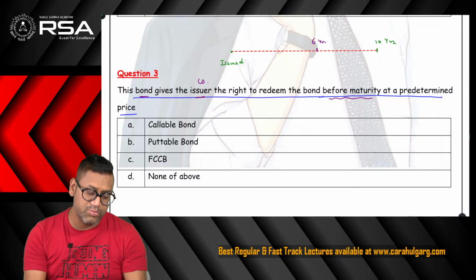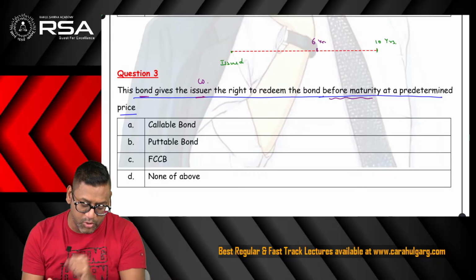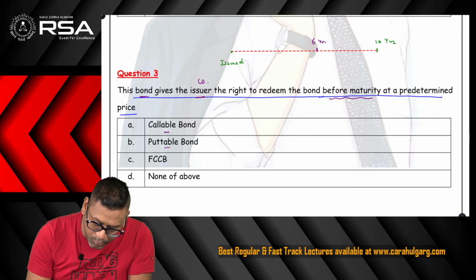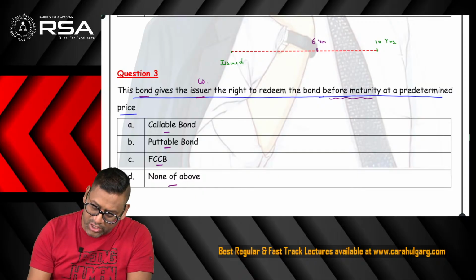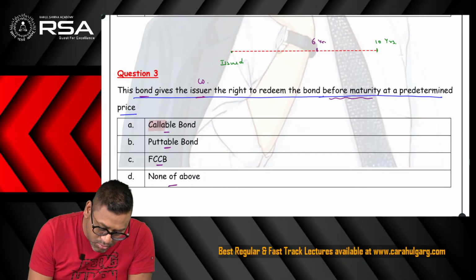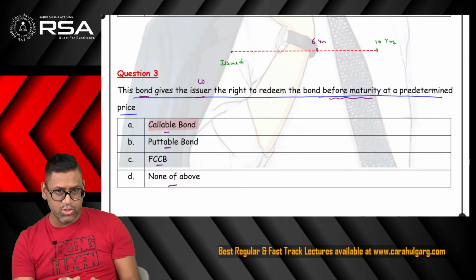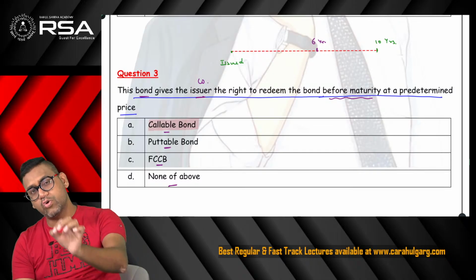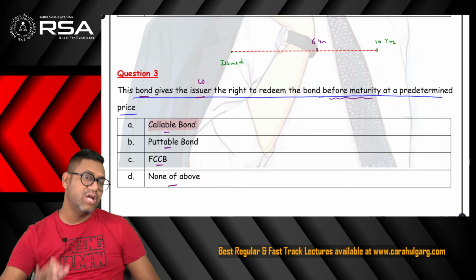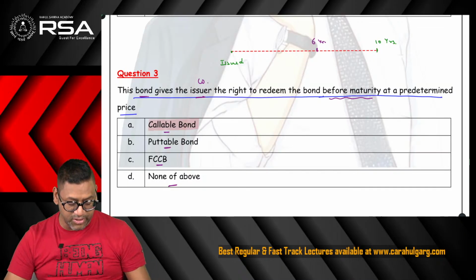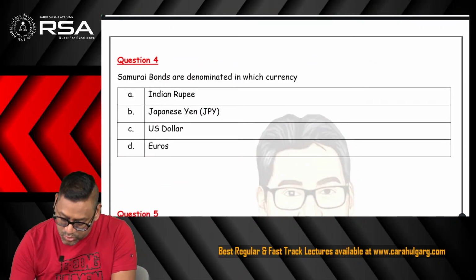If this is possible, what will this particular bond be called? Either the callable bond or puttable bond, or FCCB, means foreign currency convertible bond, or none of the above. The correct option is, child, callable bond. Callable bond, where the issuer can call the bond. So that is called as the callable bond, where the issuer has the right to redeem the bond even before the maturity. So you have to remember this. These are very good important MCQs. Come on ji, next question.